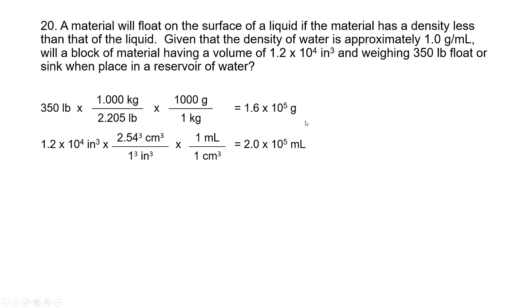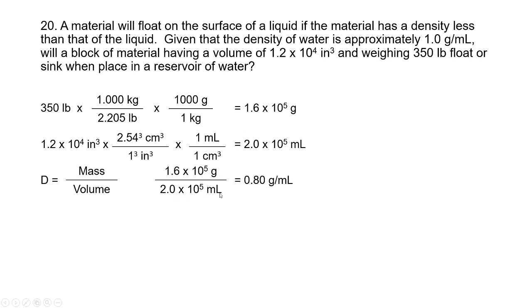Now that I have my mass in grams, and I have my volume in milliliters, let's solve for density. Density is equal to your mass divided by your volume. So if I take 1.6 times 10 to the 5th divided by 2.0 times 10 to the 5th, I get 0.80. Now remember, a material will float on the surface of a liquid if the material has a density less than that of the liquid. So since I'm comparing the density of the block to the density here of the water, how does 0.8 compare to 1? Well, 0.8 is less than 1. So will this object float or will it sink? It's going to float because it's less.